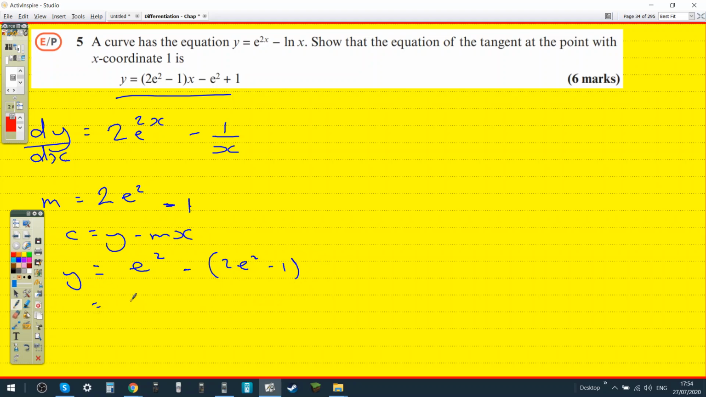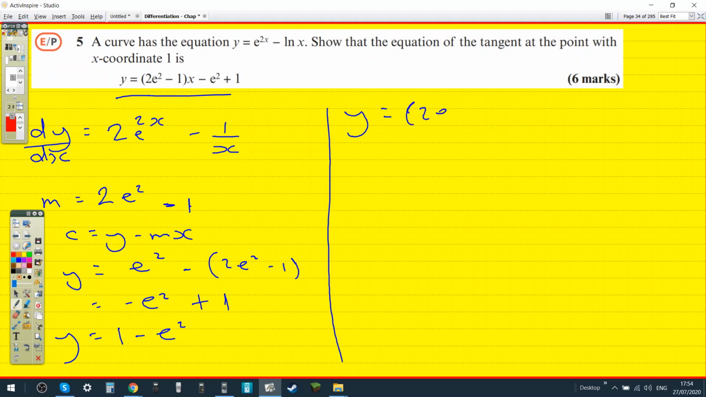It would just be y equals e squared minus 2e squared plus 1. The e squared minus 2e squared is minus e squared. So yeah, that's 1 minus e squared. So that's c. And so y equals 2e squared minus 1 x minus e squared plus 1. Plus 1. That's it. Great.